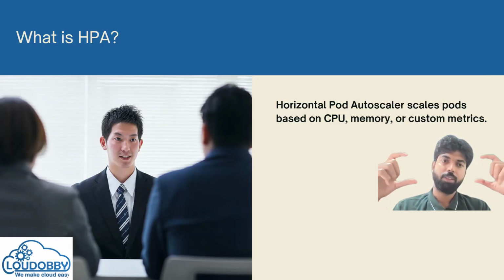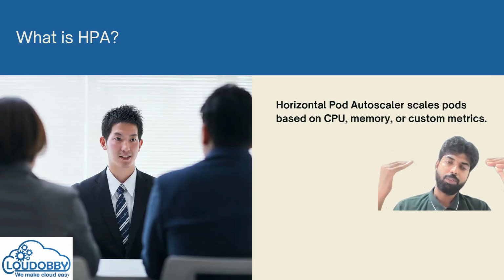So if we know this is a very critical application, a transaction application, we will set it up to 70 percent CPU. If it uses more than 70 percent CPU, it needs to create one more pod, whether the CPU is high or the memory is high. We can set it in the YAML file.